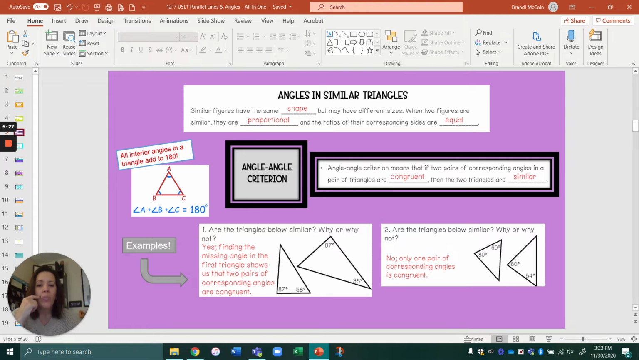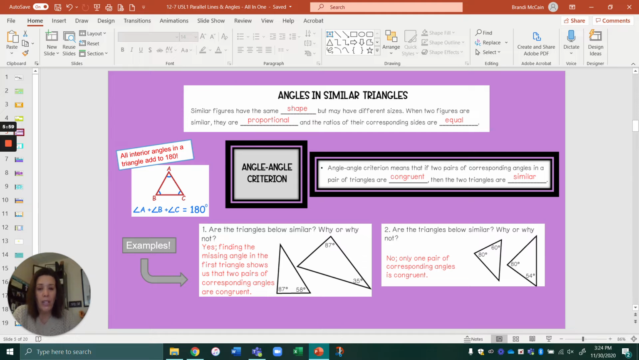So all the triangles similar. So we have two angles. 87 matches 87, and 58 doesn't match 35. But if I know that all three of these angles add up together, if I take 87 plus 58, it is 145, and 180 minus 145 gives me 35. 87 and 35. So right there, I have two pairs of corresponding angles that are congruent.